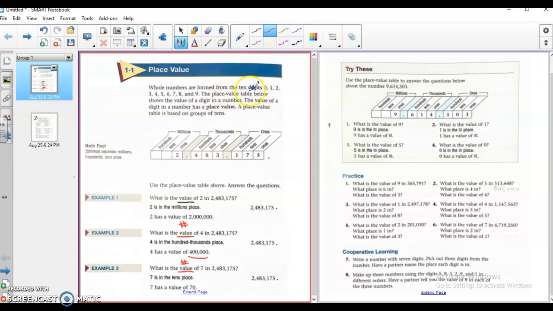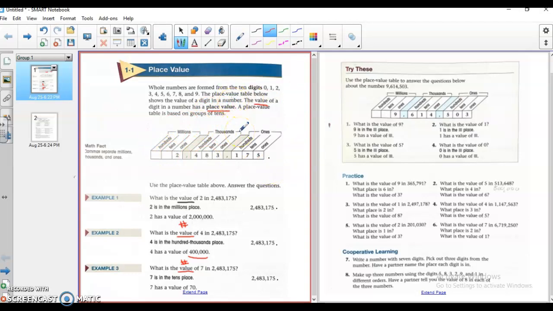The place value table below shows the value of the digit in the number. The value of the digit in the number has a place value. A place value table is based on groups of 10. There are going to be 2 things that we're looking at today. We're going to be looking at the word value, and we're also going to be looking at place value. Here is your place value table.